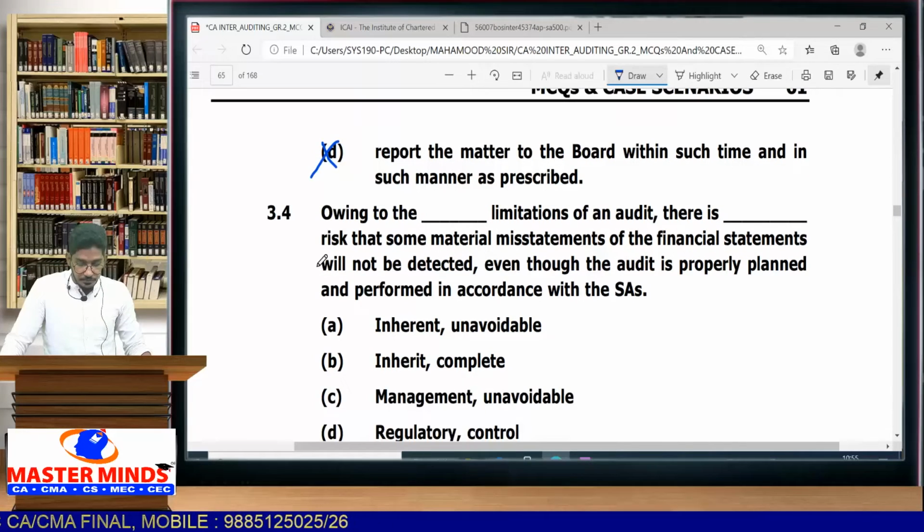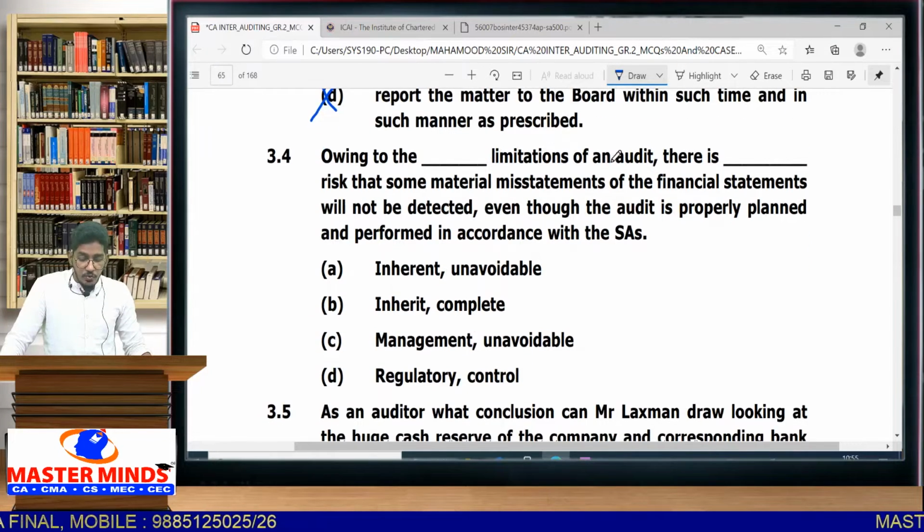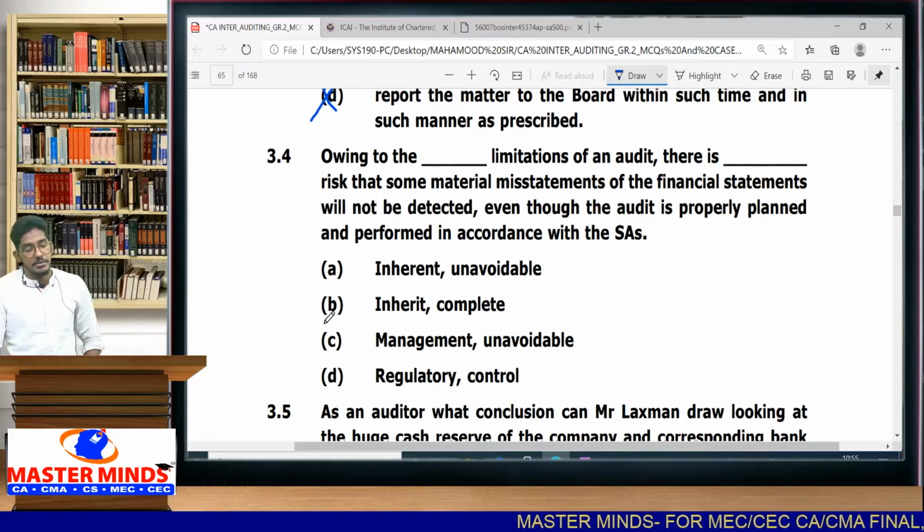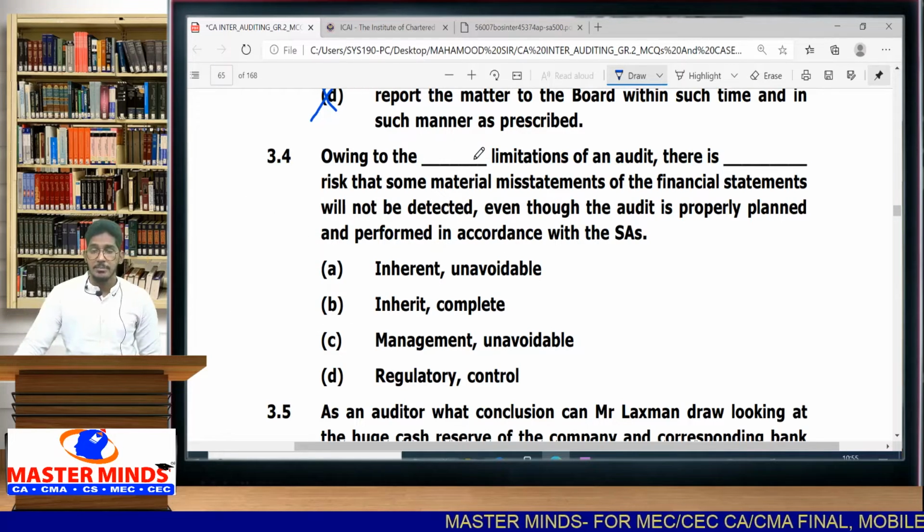3.4. Owing to what limitations of an entity, there is some risk blank that some of the material misstatements of the financial statements will not be detected even though audit is properly planned and performed in accordance with the SAs. So they are giving some blanks. We have to fill this sentence with correct options.